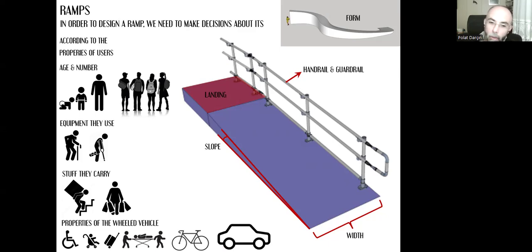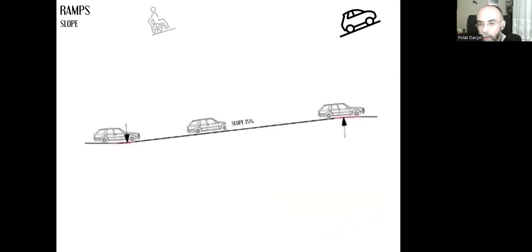Let's start with the slope. We can determine the slope based on automobiles or wheelchairs. Let's first take a look at the automobiles. The maximum slope for an automobile to go safely should not exceed 15%.